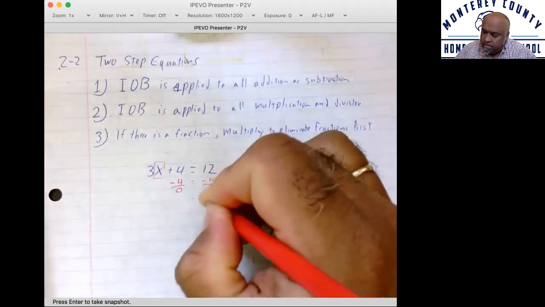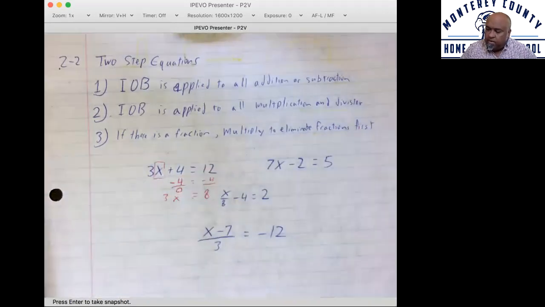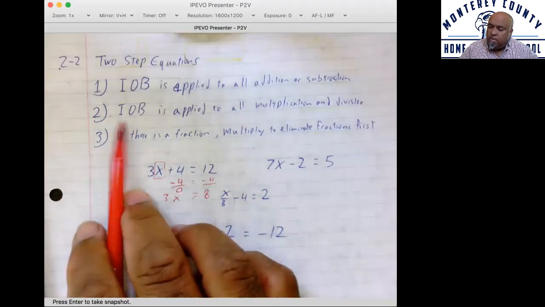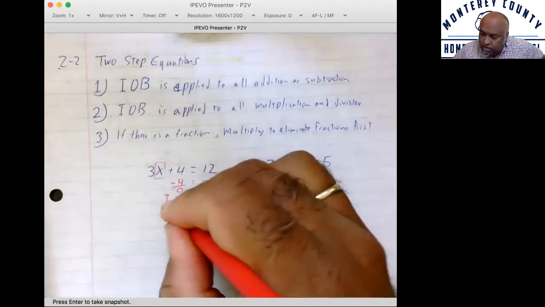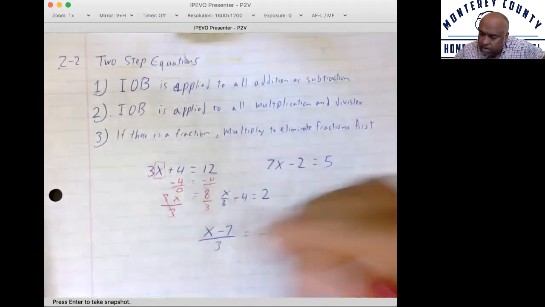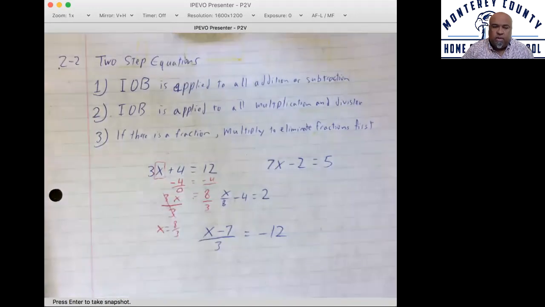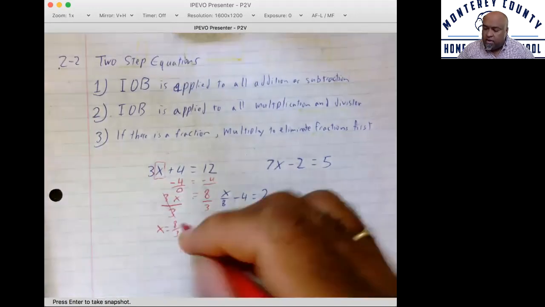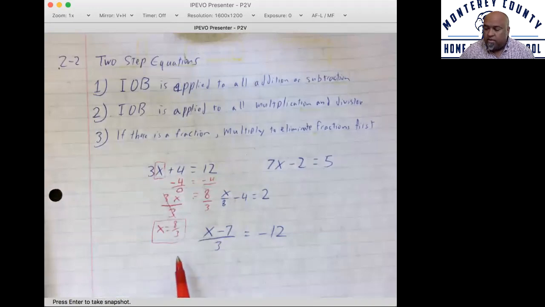And I now have 3x equals 8. Now, the second step, IOB is applied to multiplication and division. So in this case, I'm going to divide both sides by 3. And I end up with x is equal to 8/3. Now, 8/3 is actually a reasonable answer. It's not in simplest terms, but it is a reasonable answer, so we'll go ahead and leave it in that form.